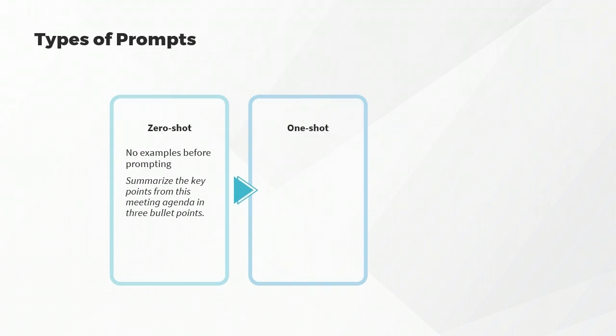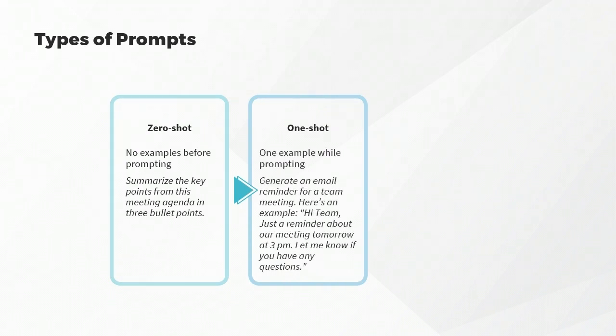Next is one-shot prompting. Here, you include one example alongside your instruction. For example, generate an email reminder for a team meeting. Here's an example. "Hi team, just a reminder about our meeting tomorrow at 3 p.m. Let me know if you have any questions." This approach helps set a clear tone and style for the output.